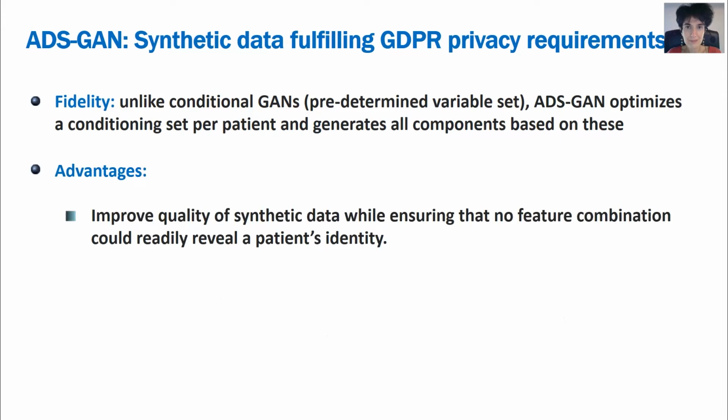An advantage of ADS-GAN is that it can improve the quality of synthetic data as opposed to other frameworks based on GANs, while ensuring that no feature combination could readily reveal a patient's identity and fulfilling GDPR privacy requirements.